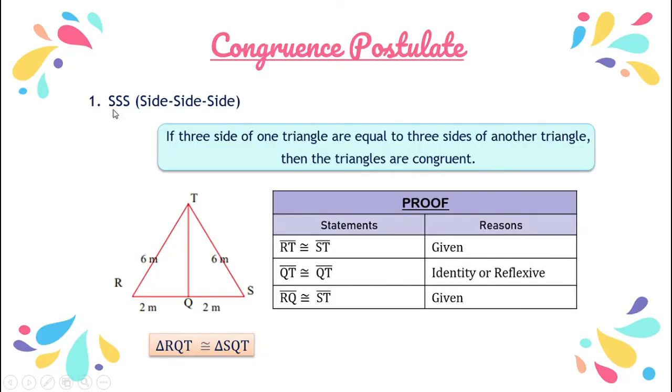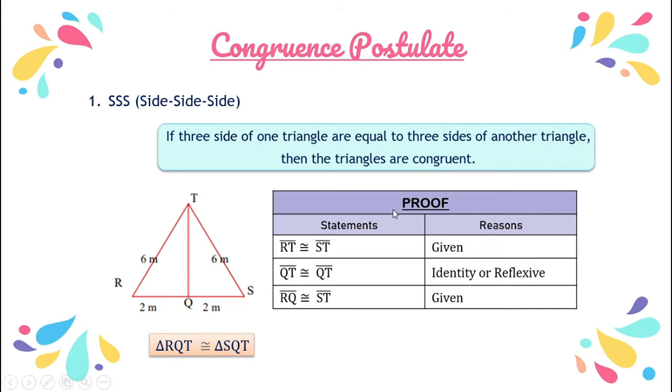The first method is triple S, side, side, side. Triple S states that if 3 sides of one triangle are equal to 3 sides of another triangle, then the triangles are congruent. You can see in this picture, we have triangle RQT congruent with triangle SQT.